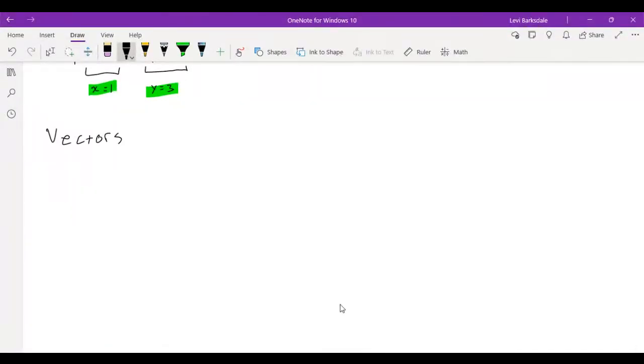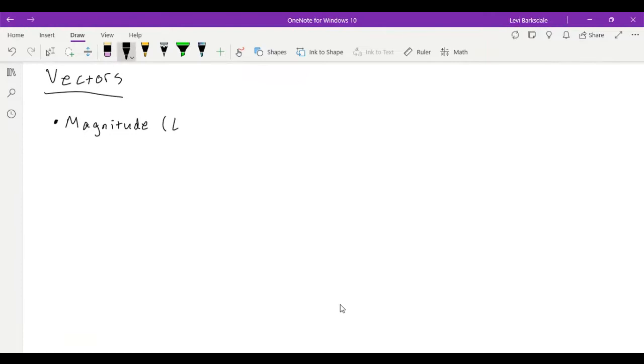So vectors are pretty important. You'll see them a lot. But first off, what is a vector? A vector has two components: magnitude, in other words, how long it is, and direction, which direction it's pointing in. One thing that they do not have is a starting point.